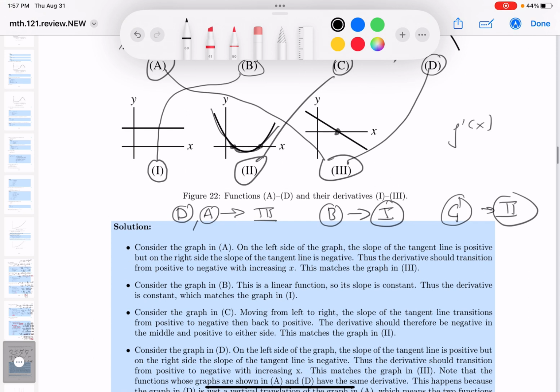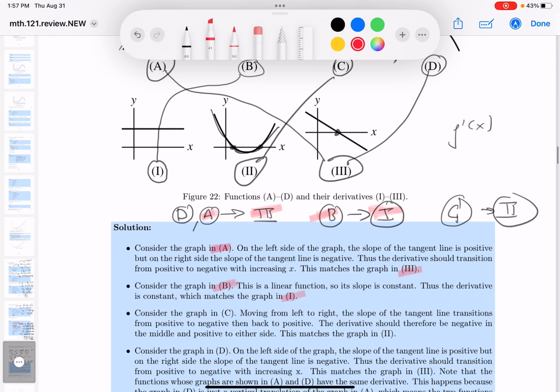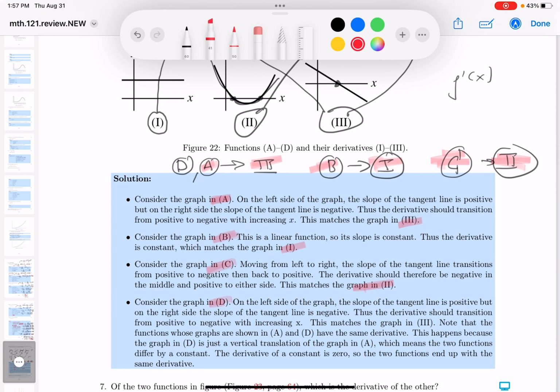Again, my recommendation is to look at it. I'm not going to read it to you. You can read it if you want. Consider graph A. We did that, right? And I say graph A matches with 3. I see that. Graph B matches with 1. I see that. Graph C matches with 2. I see that. And graph D matches with, did they say what it matches with? Let's take a look at that. Yeah, right over here, matches with 3. Did I say that? I said that. Thank you.